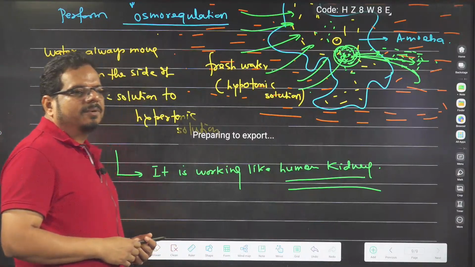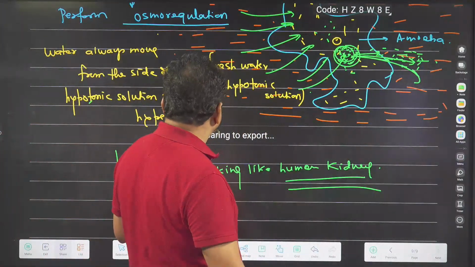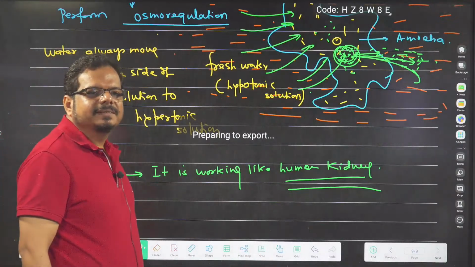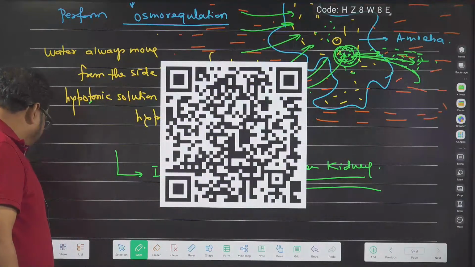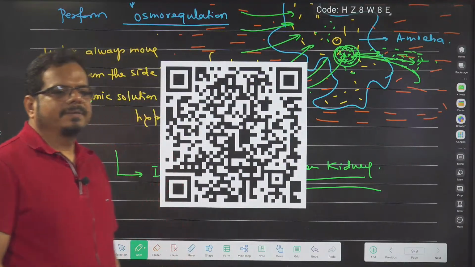So you understood about the Golgi, lysosome and vacuole today or not? The fluid inside the vacuole is called sap.